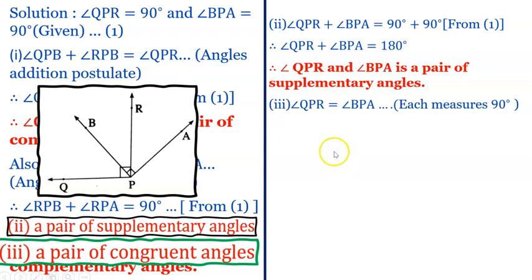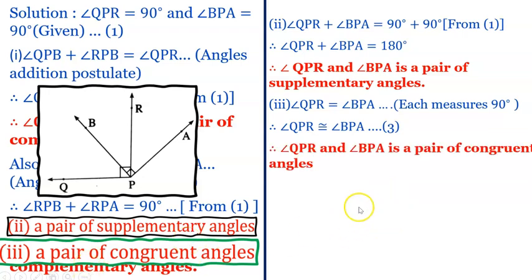Now see this here. That is, here angle QPR and angle BPA, both are equal because each measure is 90 degrees. As their measure is 90 degrees, therefore these two angles are congruent. Therefore angle QPR is congruent to angle BPA. This is the first pair of congruent angles. Next, angle QPR and angle BPA are a pair of congruent angles.